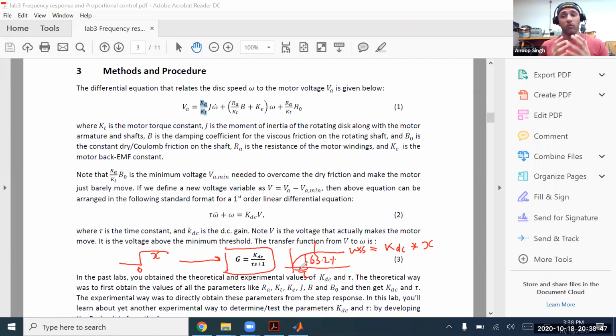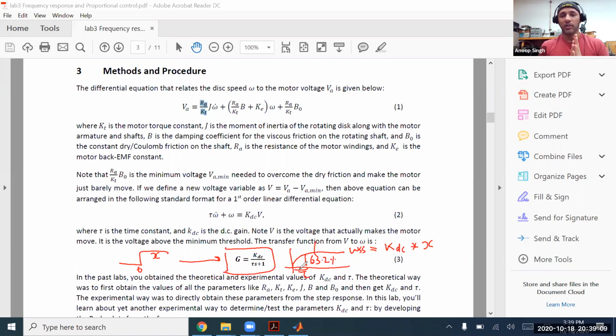But there is one more experimental way of finding the transfer function, and that is, instead of giving the constant voltage, i.e. step inputs, we can give sinusoidal voltage. So if you give a sinusoidal voltage input to the motor, the speed eventually is going to have a sinusoidal behavior of the same frequency, but different amplitude and a different phase.